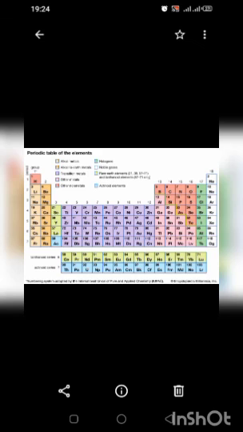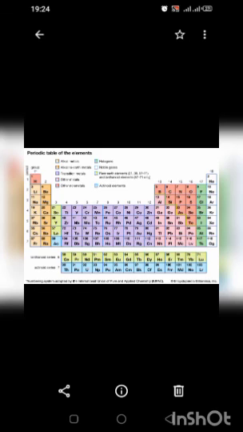On the periodic table, elements are grouped like this. We have groups which go like this, and the periods which go like this. Elements of the same group have the same number of electrons on the outermost shell of an atom.